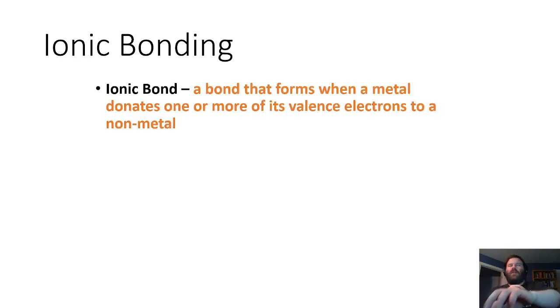Let's talk about what an ionic bond is. An ionic bond is a bond that forms when a metal, remember that distinction we learned about from the last lecture, that's the left side of the periodic table, donates one or more of its valence electrons to a nonmetal. Remember, those are the ones on the right side of the periodic table.